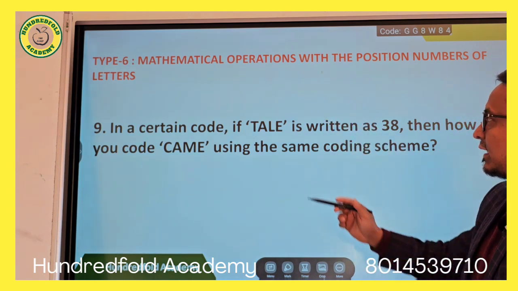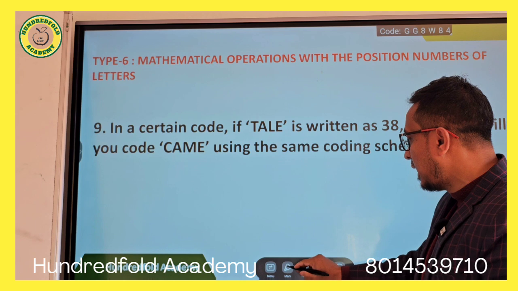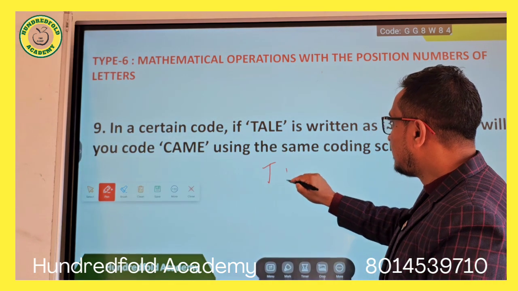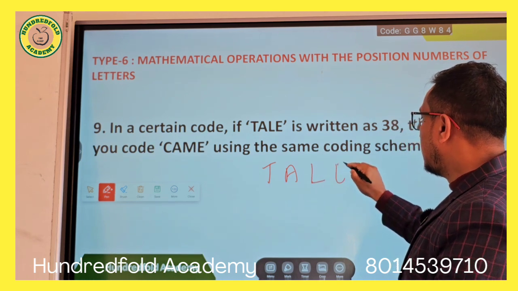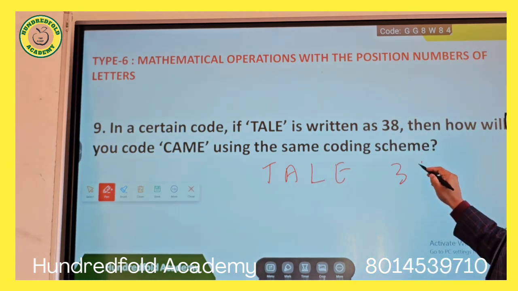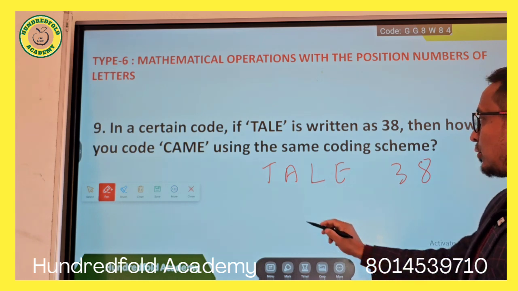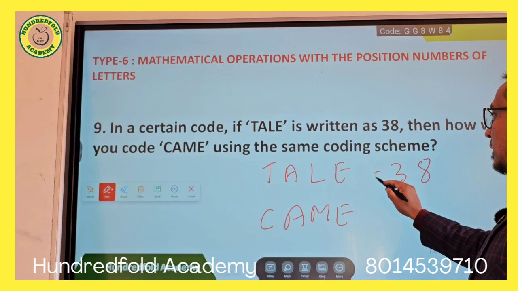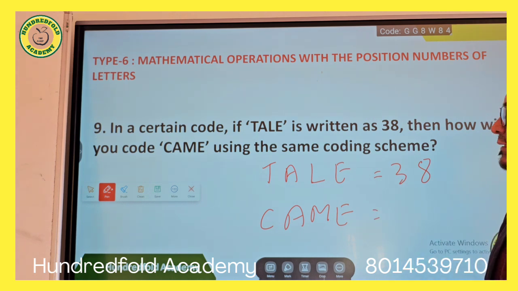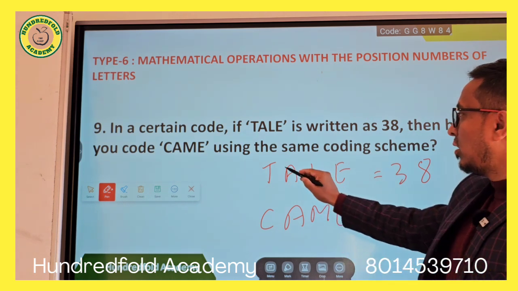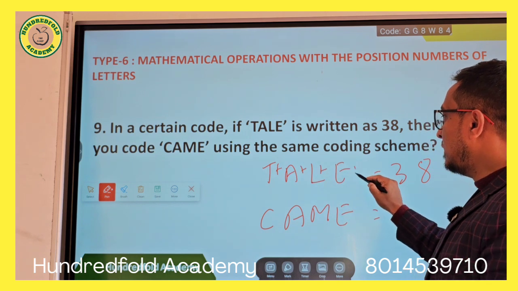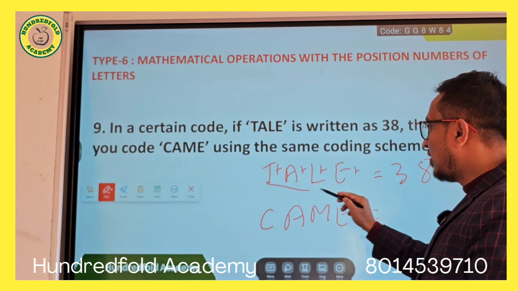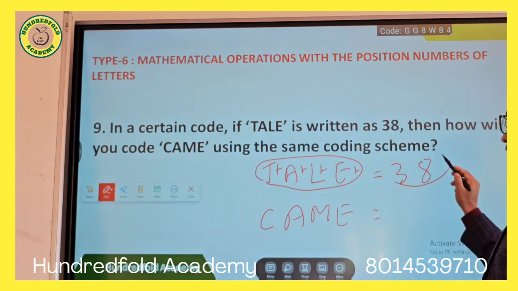Now what they'll do is they give you, sorry, tail is written as 38. How would you write the word came? All right. So what they did here is basically they just add all the values of these letters. All right. You go and refer again to the chart. The value of these letters, if you add, it's equal to 38.